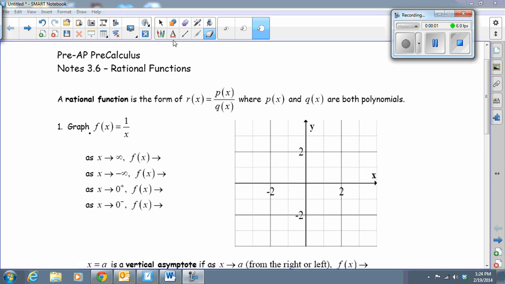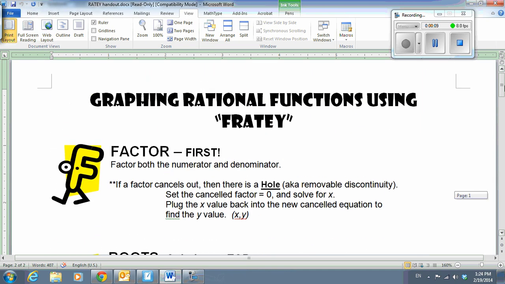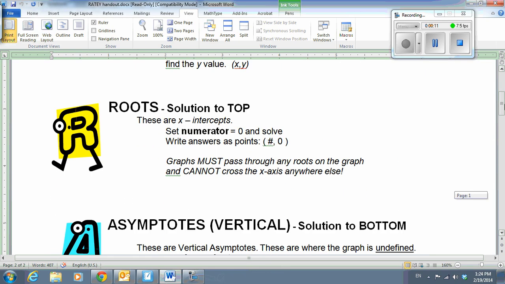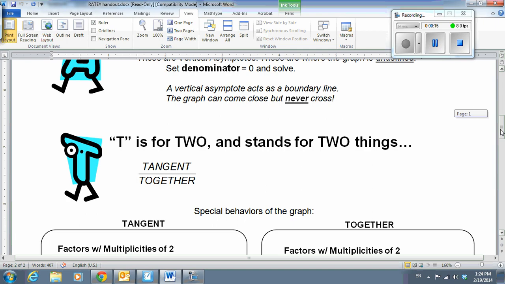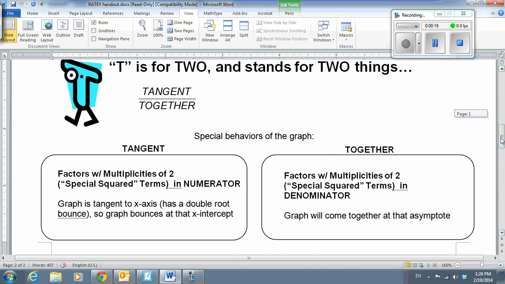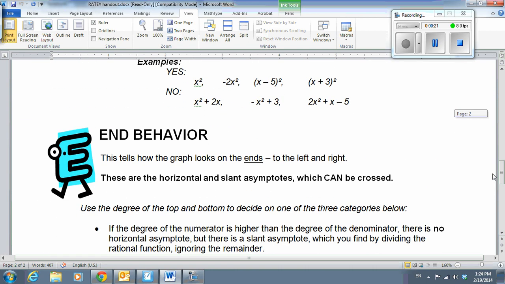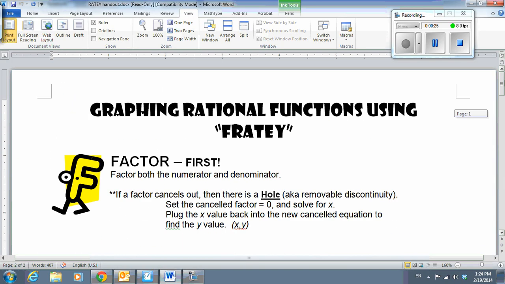For your 3.6 notes, I would like you to have your Freddy worksheet beside you. Your Freddy worksheet is this worksheet where F stands for factor, R for roots, A for asymptote. If you keep going, T is for the two, meaning it stands for tangent, and together, E stands for end behavior, and Y is for your y-intercept. Have this next to you as you watch your notes.